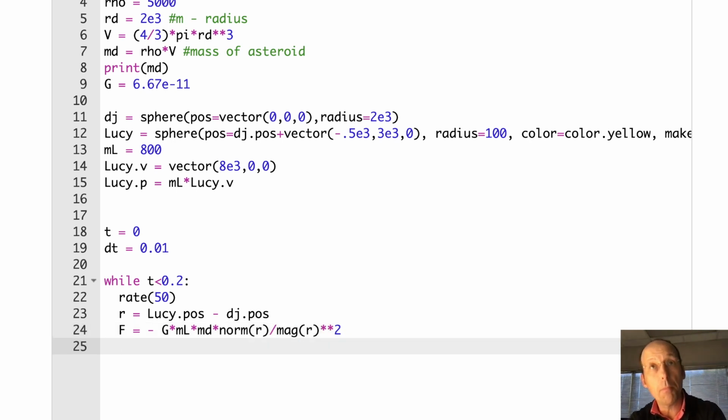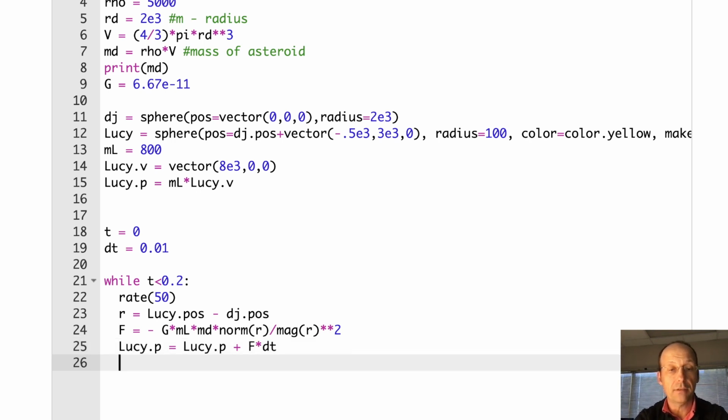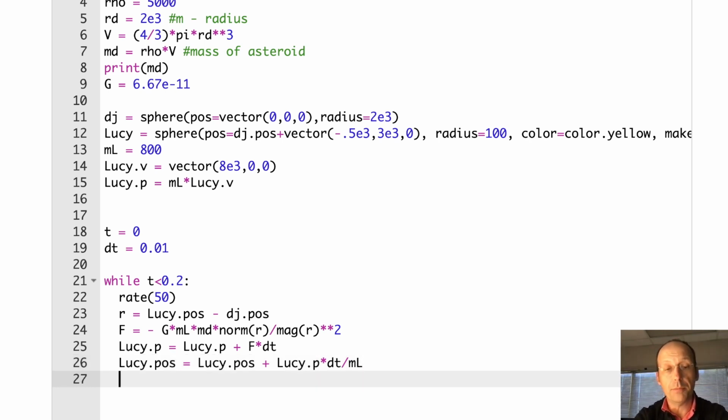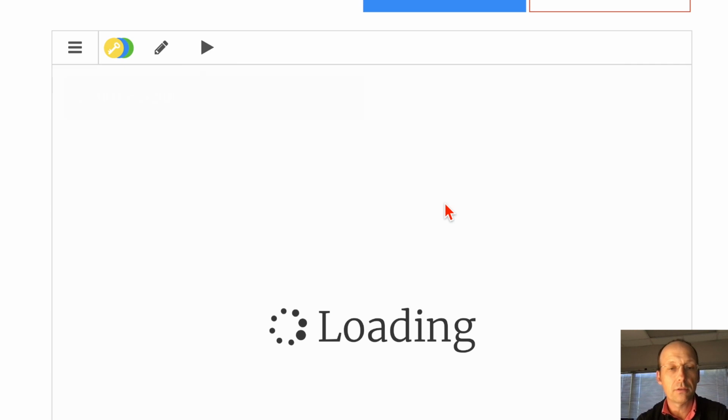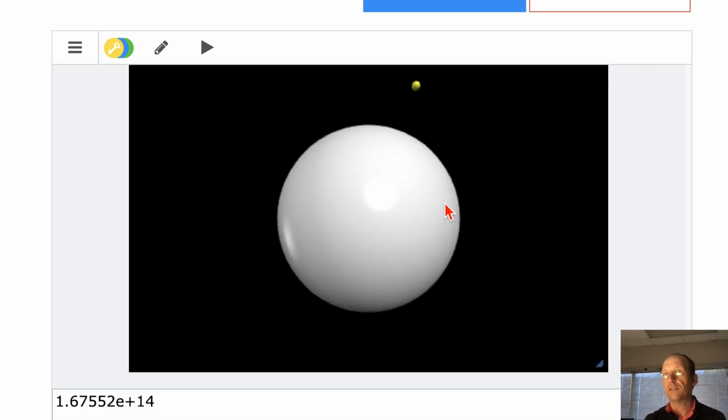Now I'm going to update the momentum of Lucy. So Lucy.p equals Lucy.p plus F times dt. Now I'm going to update the position of Lucy. Lucy.pos equals Lucy.pos plus Lucy.p times dt divided by ml, right? I need to get the velocity, so the momentum divided by the mass is the velocity. Now I'm going to update time, and that should be it. So let's just run this and see what it looks like. It won't look like much. Yeah, that's it.